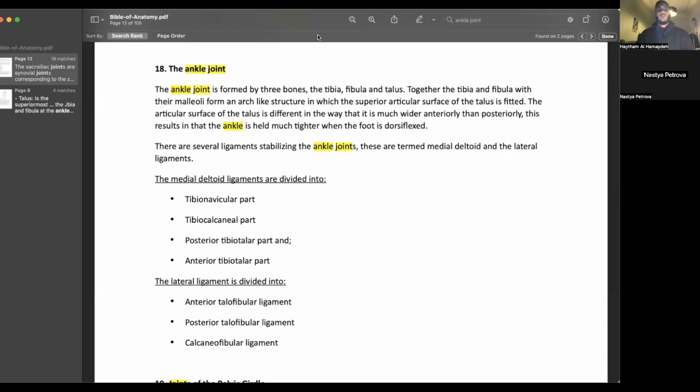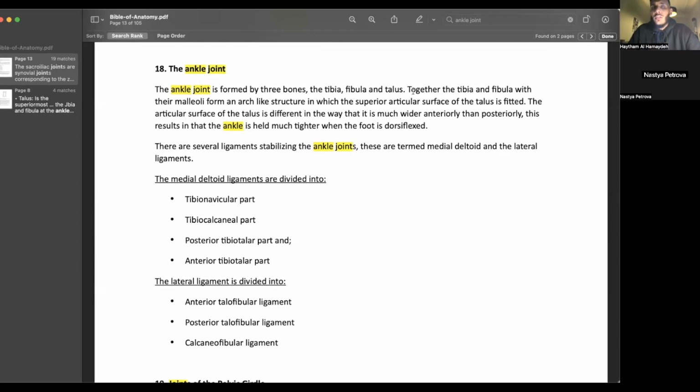Also, the lateral articular surface of the talus articulates with the inferior medial surface of the lateral malleolus. Also, the medial articular surface of the talus articulates with the inferior lateral surface of the medial malleolus.